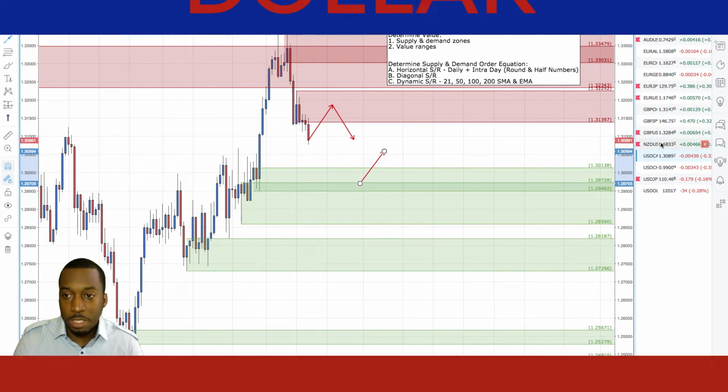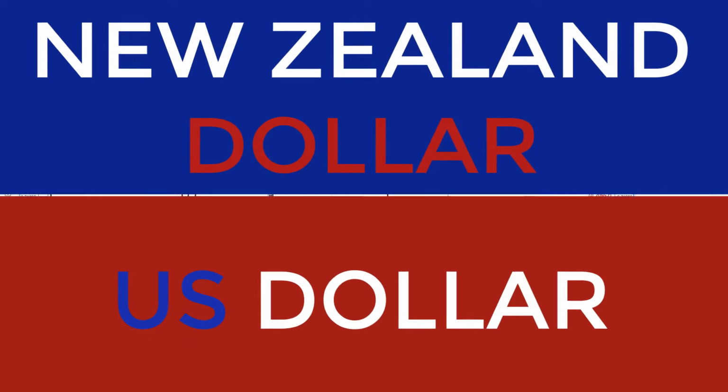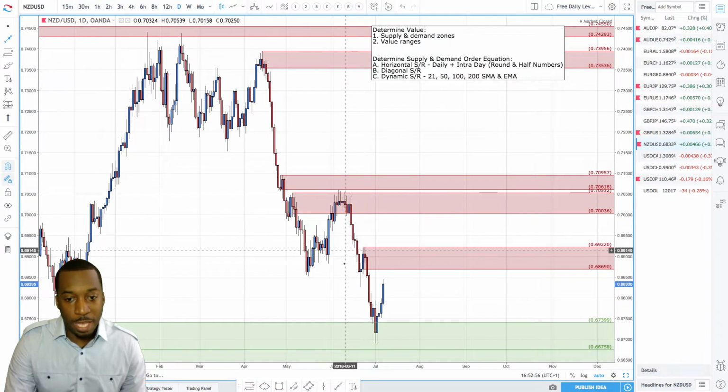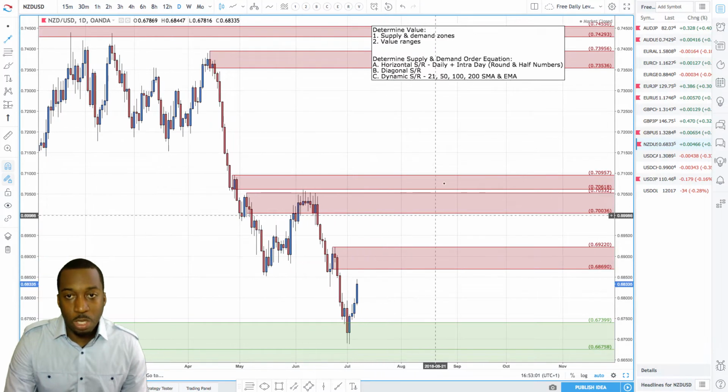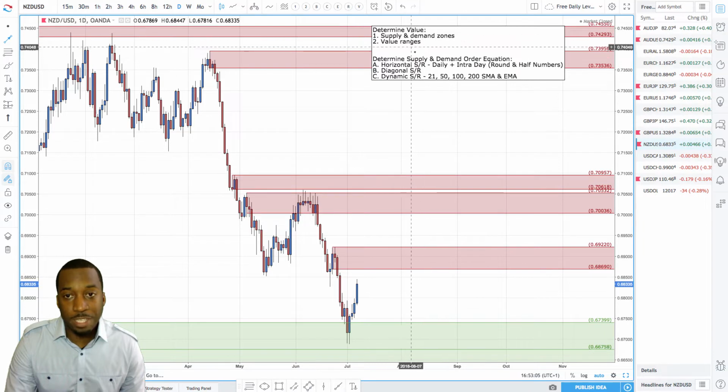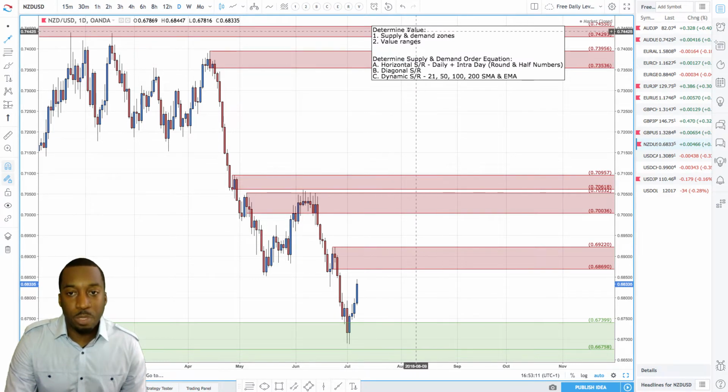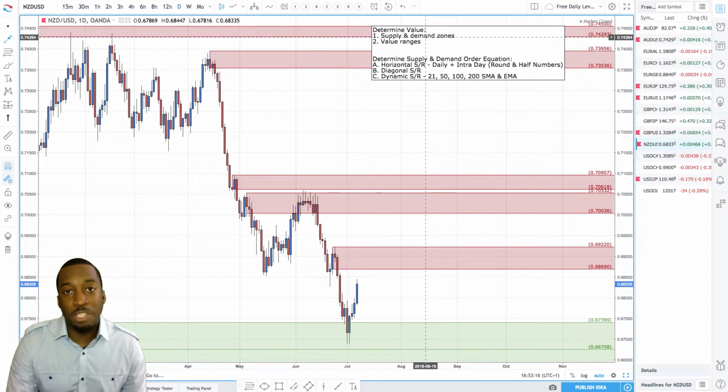So looking at the New Zealand dollar, US dollar, this is a pair that I do want to get short on. So I'm going to do some analysis. Some of you would have seen this box already. If you're new, this is a foundational step-by-step process that I use to enter a trade.